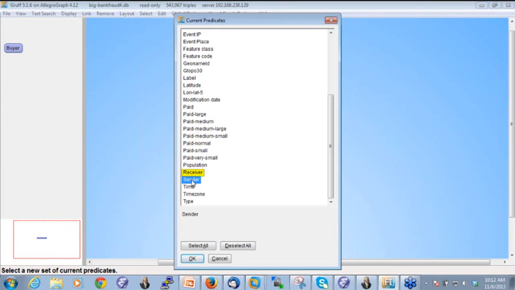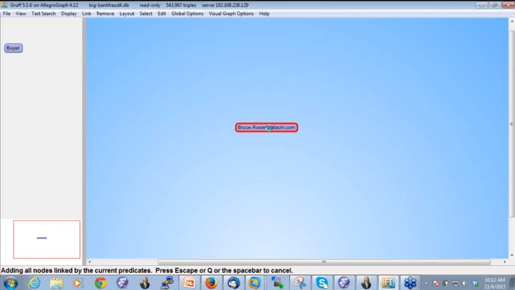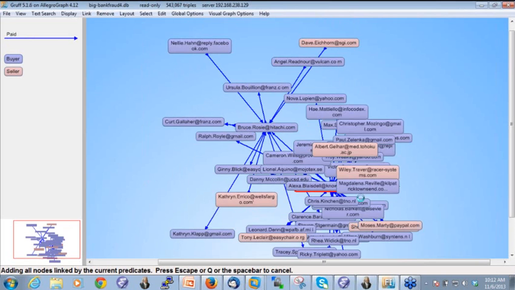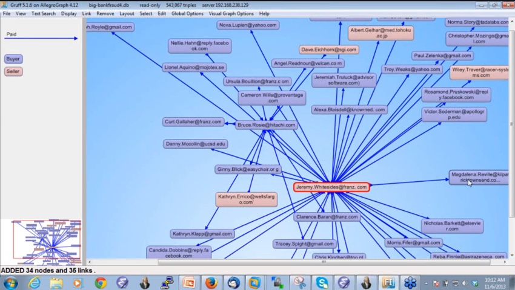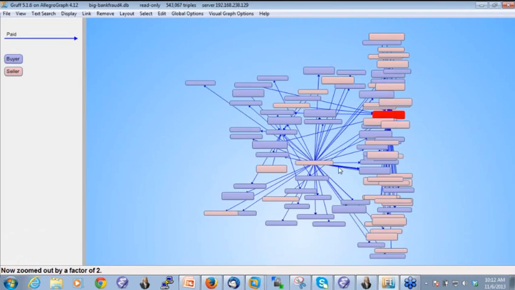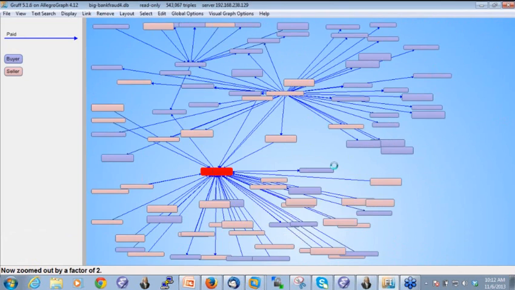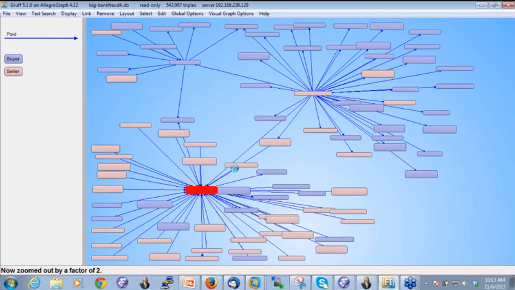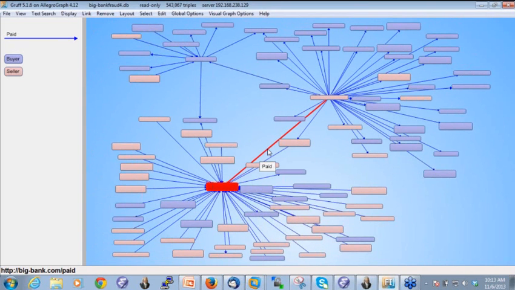I don't want to look at receiver and sender relationships. I just want to look at the payment relationships between them. So when I do this and look at the graph just by the paid relationships, I got a bit of a weird example here, but the payments are just all one color.